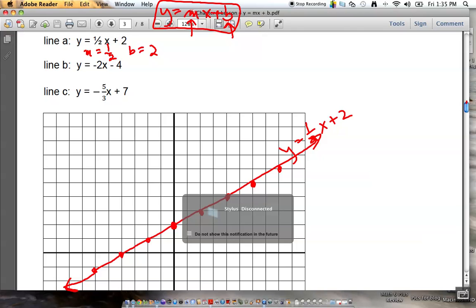Because if it was a positive, it would be the plus sign. So that would be some negative.